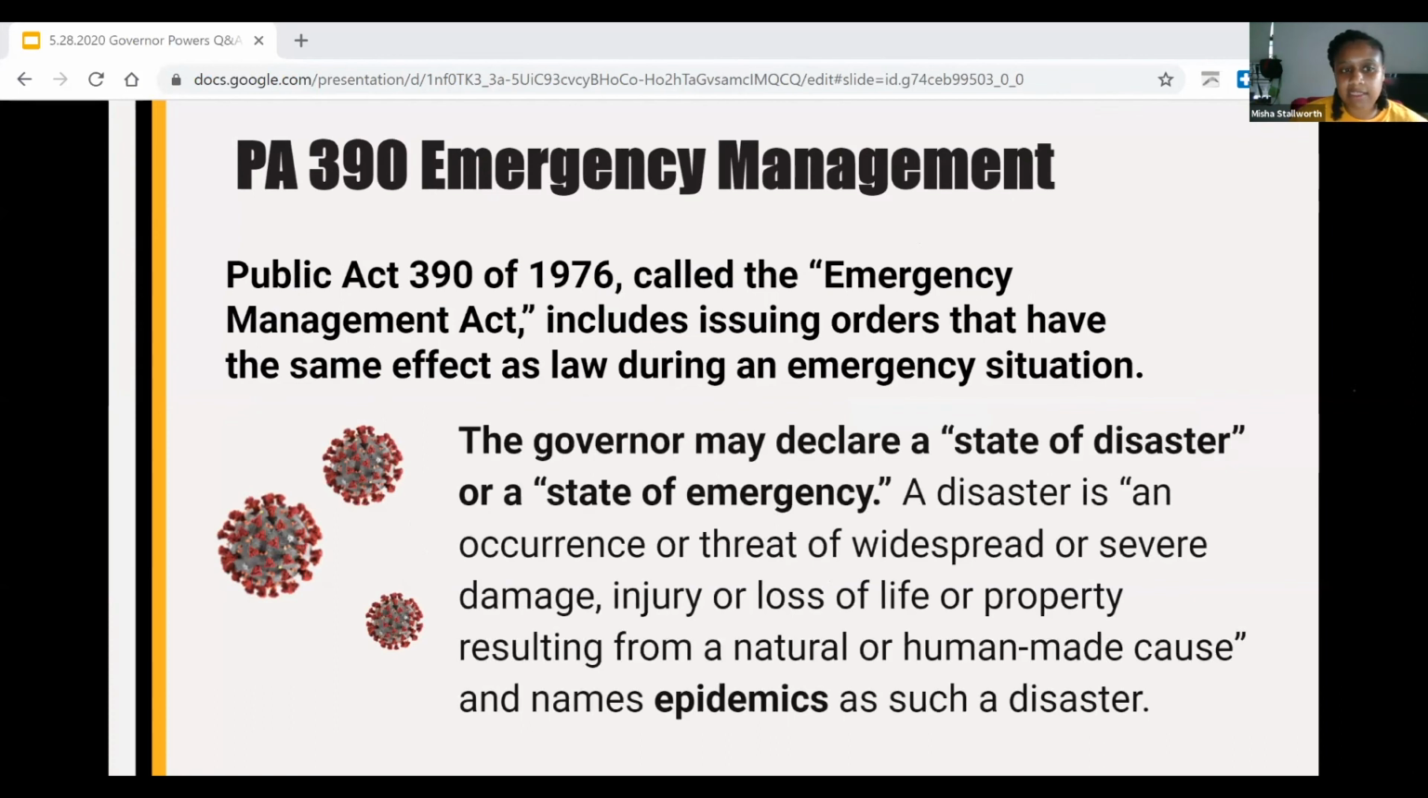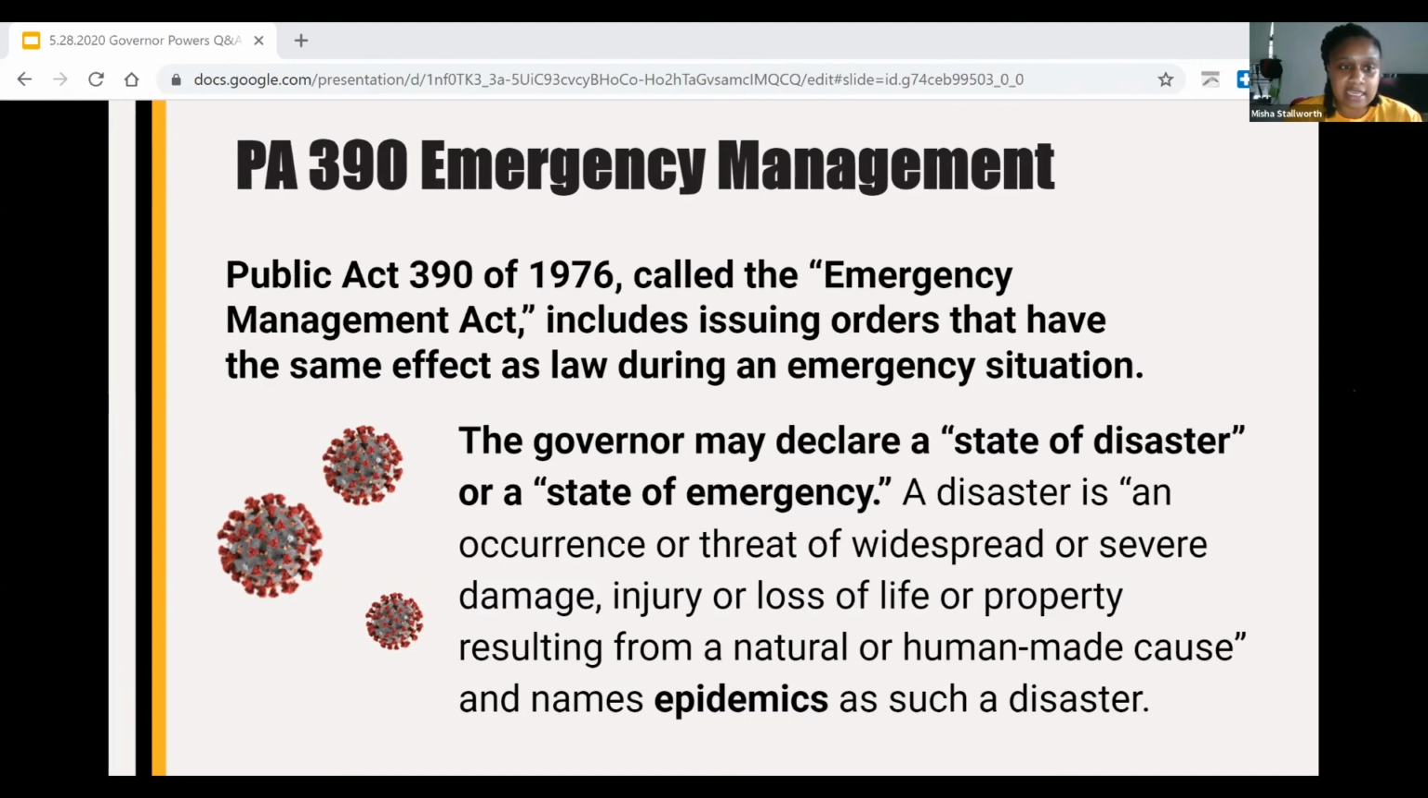So the other public act that we're going to look at is Public Act 390, the Emergency Management Act. And again, we in Detroit have experienced this in some very significant ways that are different from the circumstances of COVID-19. So we want to focus a lot on what we're talking about when we say the Emergency Management Act in this context.